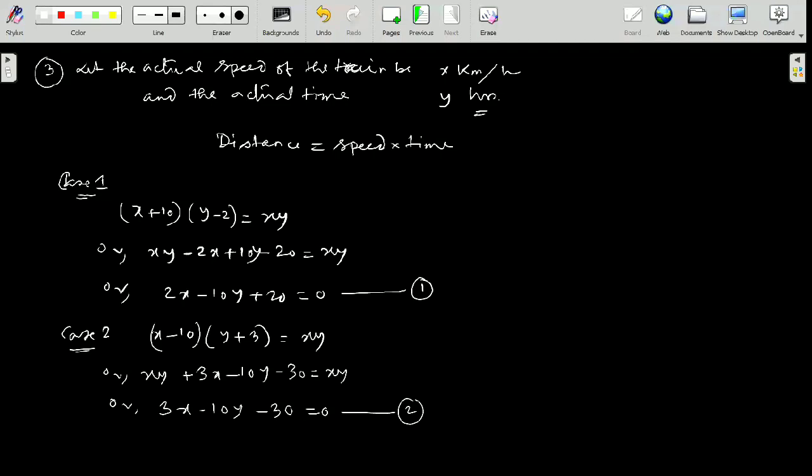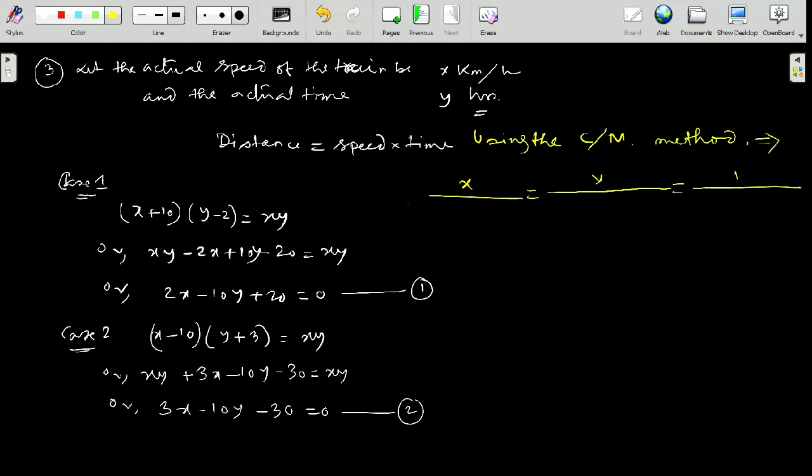You may use the elimination method, you may use the substitution method. Better I do another method. This is the cross multiplication method. So using the cross multiplication method, first of all you write the variables x, y, and constant. In place of constant you write only 1. Except for x, you have to write the coefficient of y and the constants. I write it here.